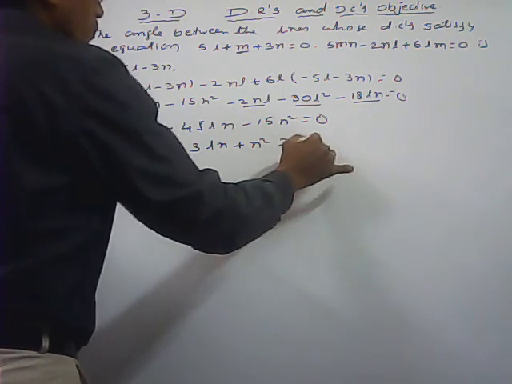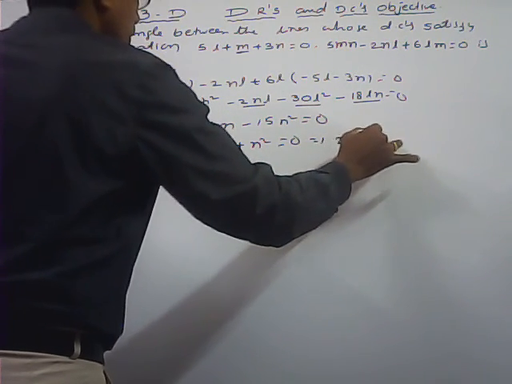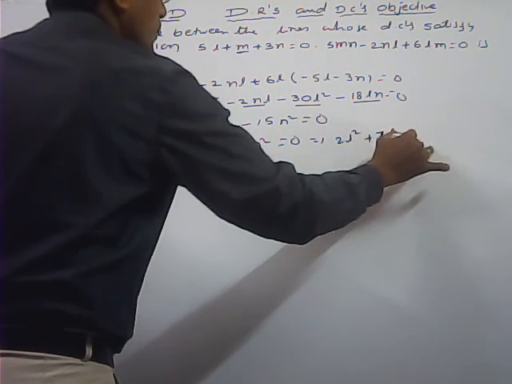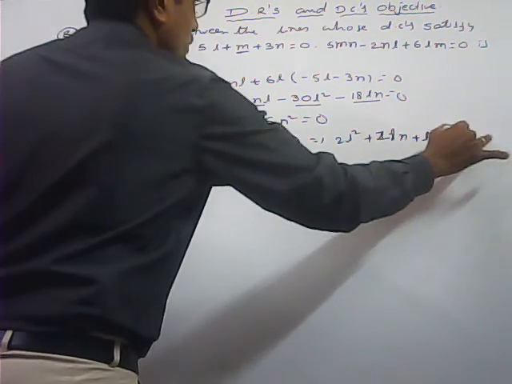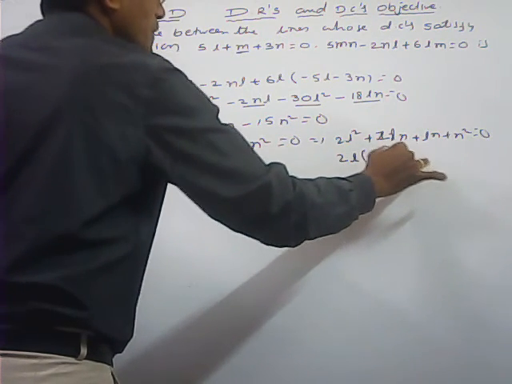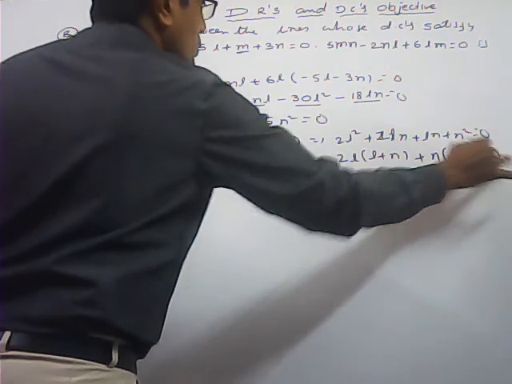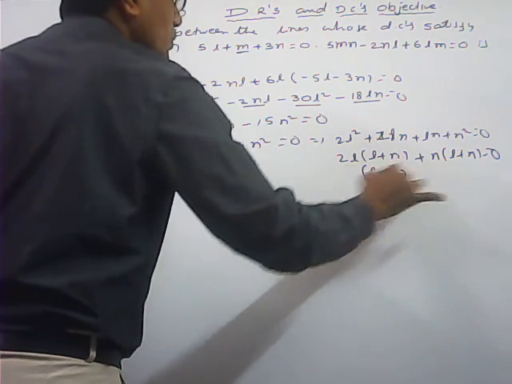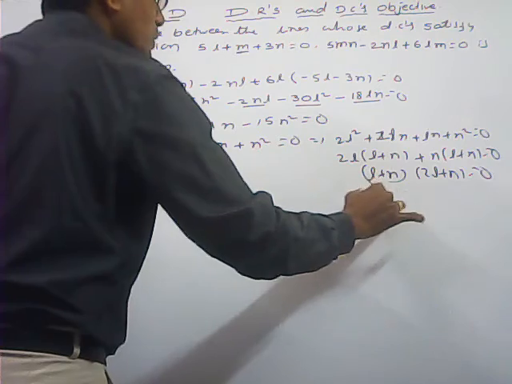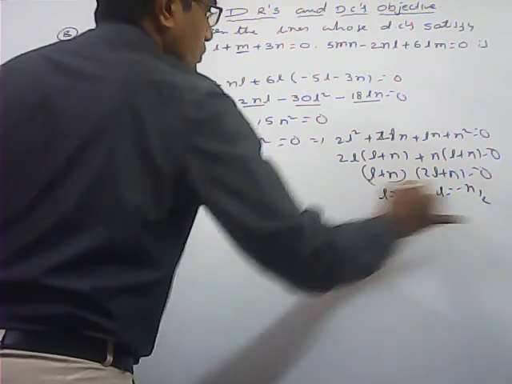Here, taking the factorization, 2l square plus 2ln plus ln plus n square, that is equal to 0. If I take 2l as common, l plus n, and if I take n common, l plus n, that is equal to 0. (l plus n) into (2l plus n), that is equal to 0. So here we got two cases: l equals minus n, and l equals minus n by 2.